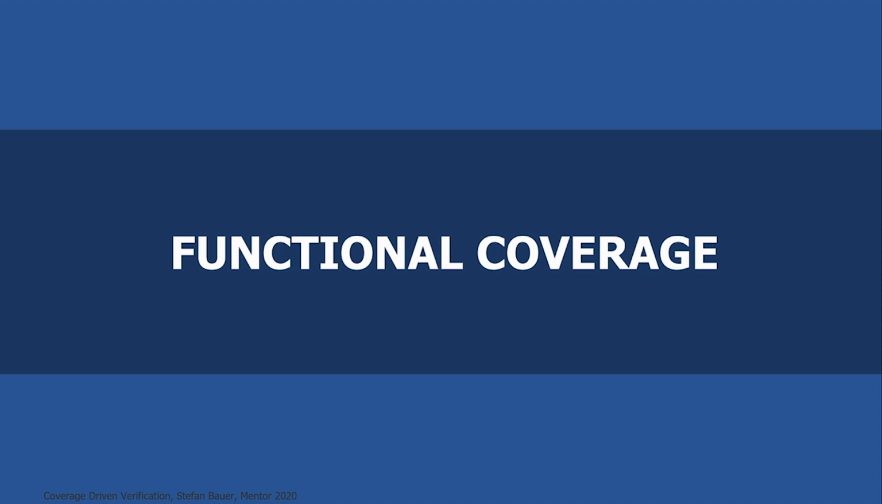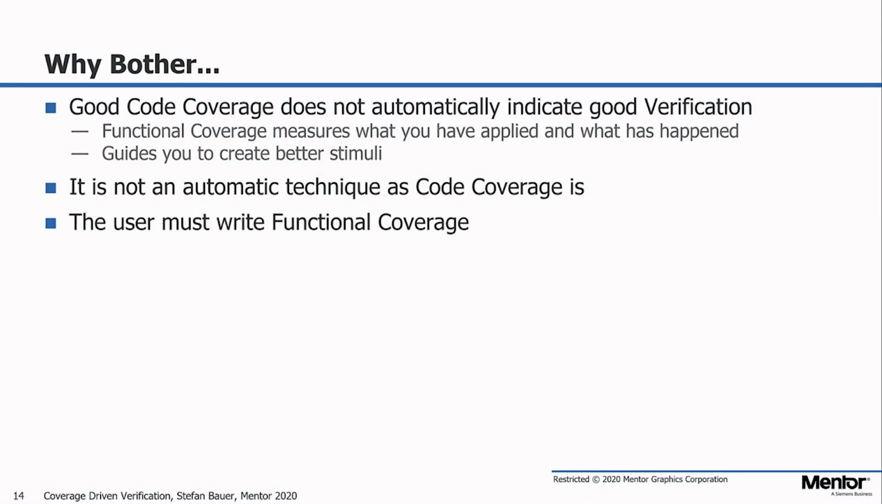Now let's talk a little bit about functional coverage. So why should I bother about functional coverage if I already collect code coverage? Good code coverage does not automatically indicate good verification. Functional coverage measures what you have applied and what has happened, and it guides you to create better stimuli. On the one side, it's not an automatic technique as code coverage is, so the user really must write functional coverage code. And that's what I want to show you in my next few slides, how to do that.